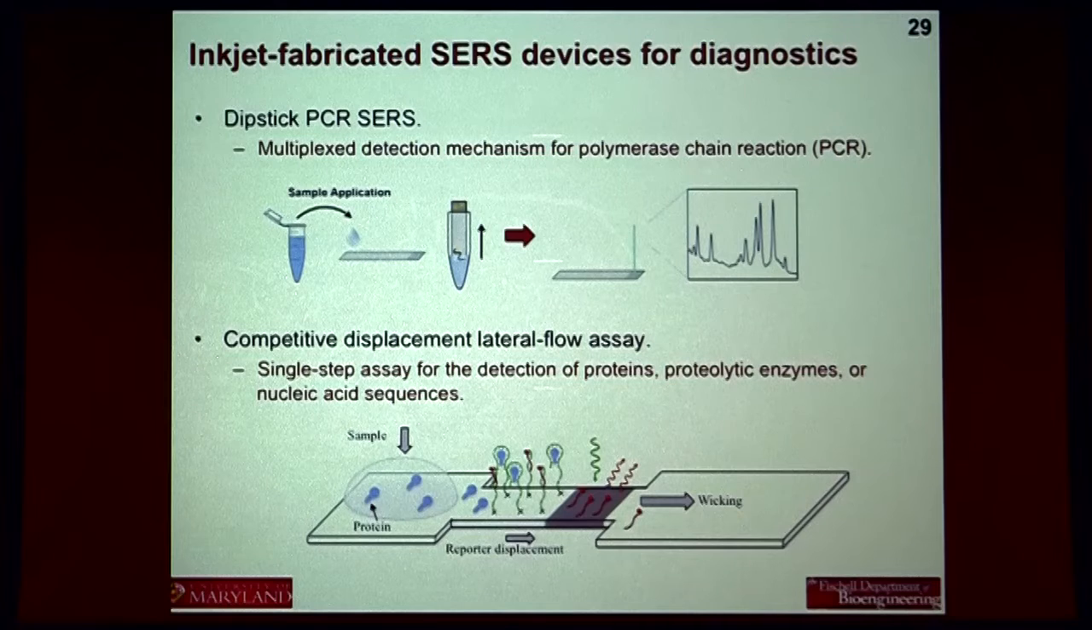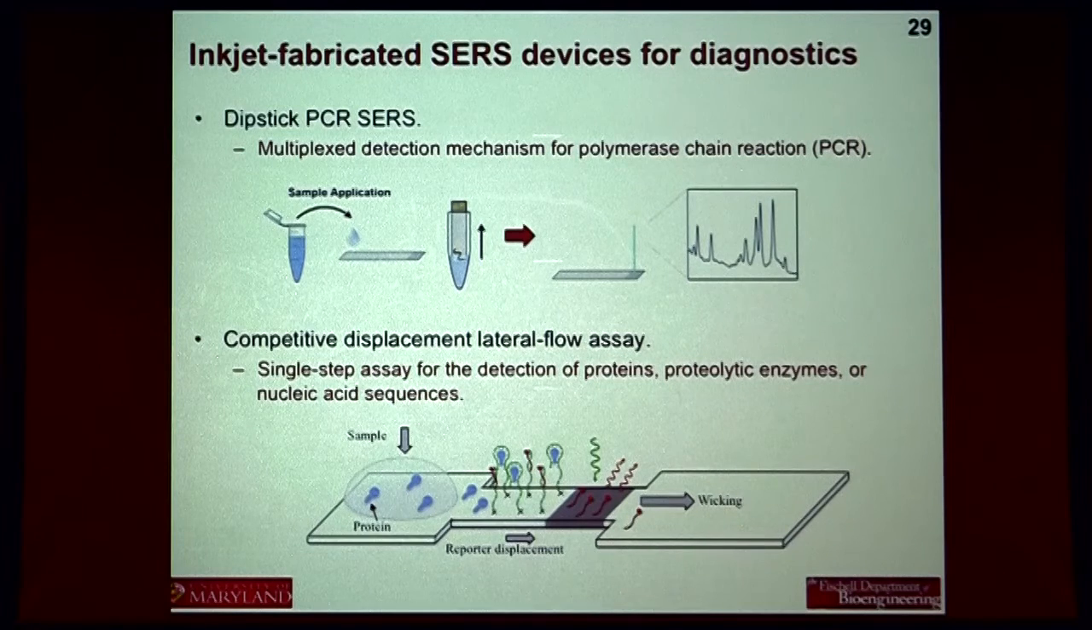So there are two different parallel projects that we've done along this line, and I'll only focus on one here. One of them has combined the paper-based SERS sensors with a common pervasive technique, polymerase chain reaction, to do genetic diagnosis or infectious disease diagnosis. So that is leveraging PCR plus SERS. Another assay that we're looking at is doing a direct assay on a paper strip, and that's the one I'll talk about. We call this competitive displacement.